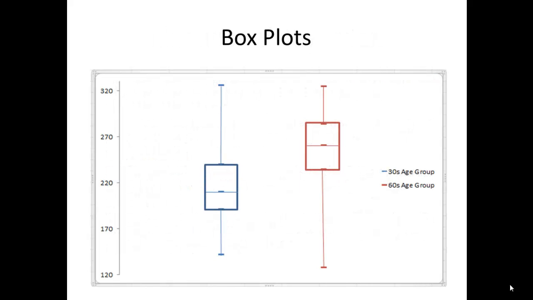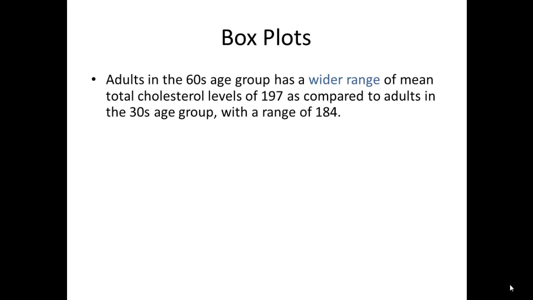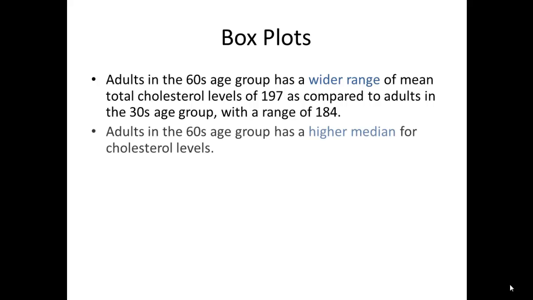From the 5-number summary, which is the highest value, the lowest value, the upper quartile, the lower quartile, and the median, we are able to plot the box plots. From this diagram, you can see the box plots of the 30s age group and the 60s age group. From the box plot, we can infer that the adults in the 60s age group have a wider range, by 13, compared to the 30s age group. Also, the 60s age group has a higher median for cholesterol levels compared to the 30s age group.